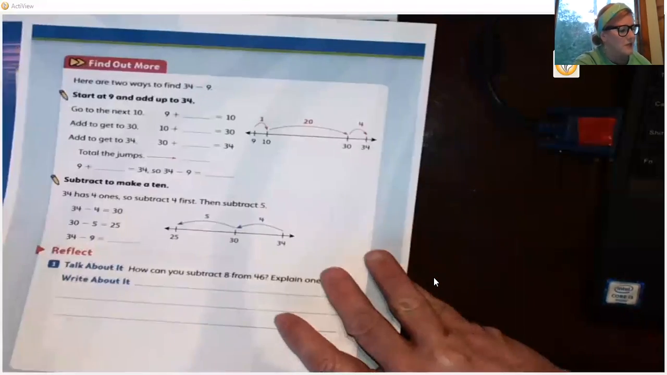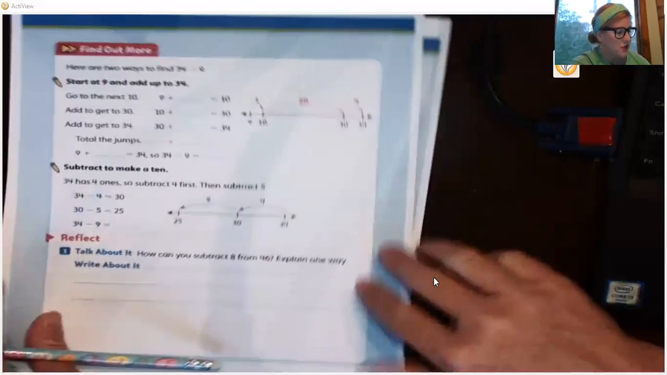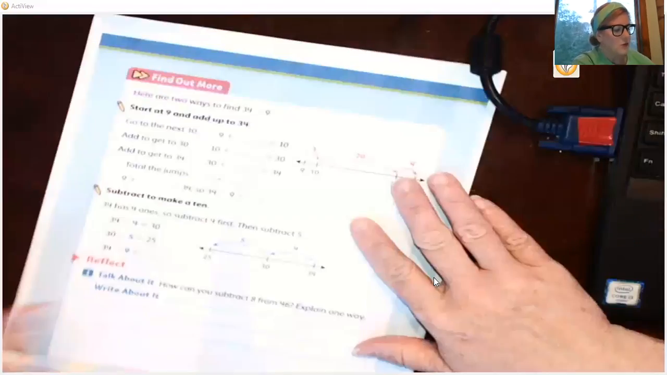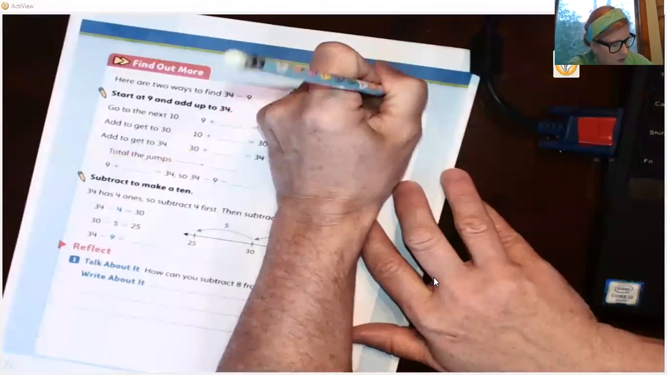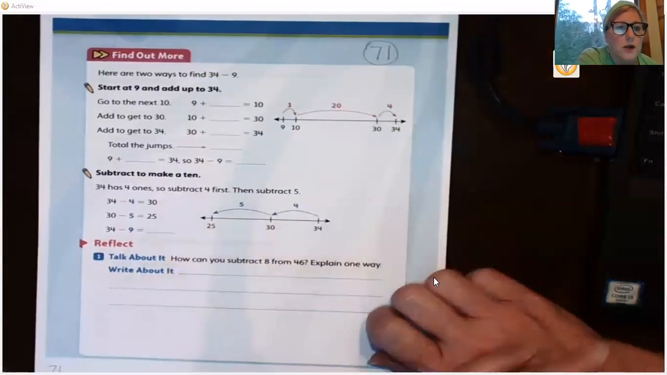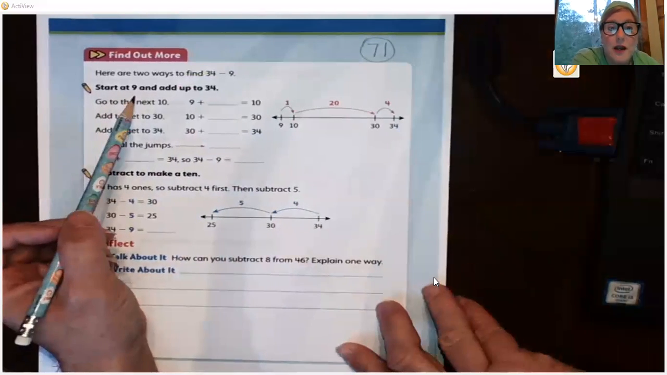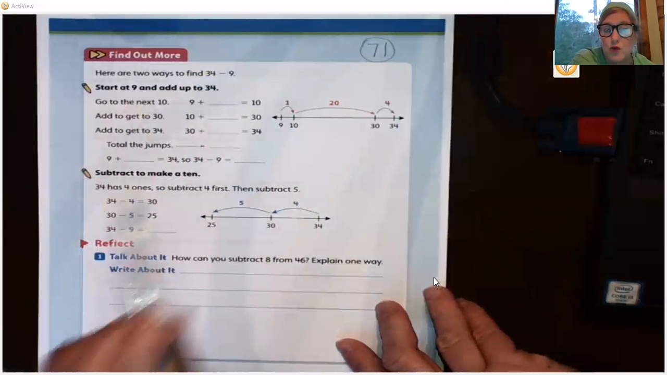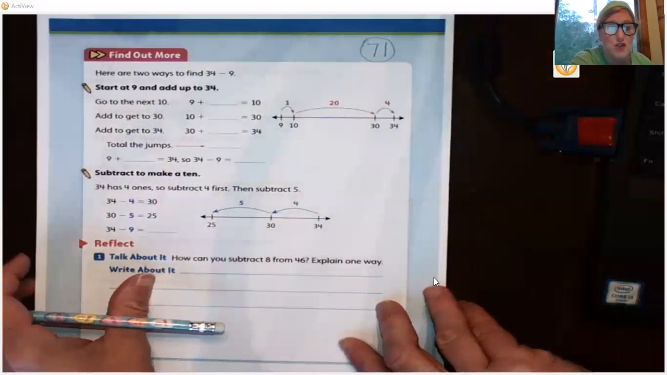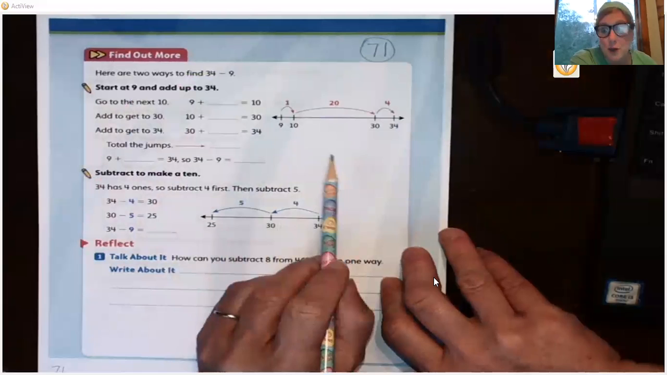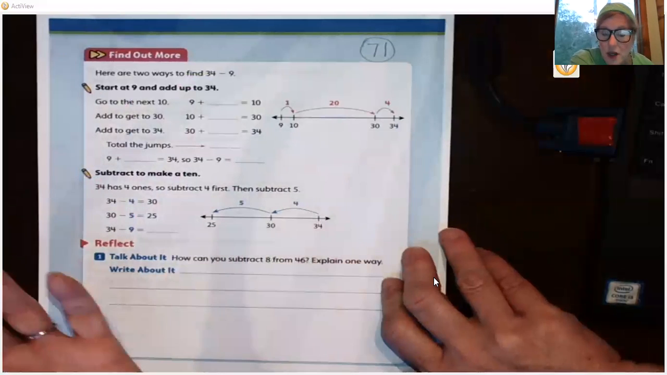Patterns are great in math, but you have to understand why you're doing them. Okay, so we're going to go to the next page, which is page 71. I'm going to write it up there, 71, so you can see which one we're on. All right, so find out more. Here are 2 ways to find 34 minus 9, which we just did on the other page. This is a what? It's a number line.